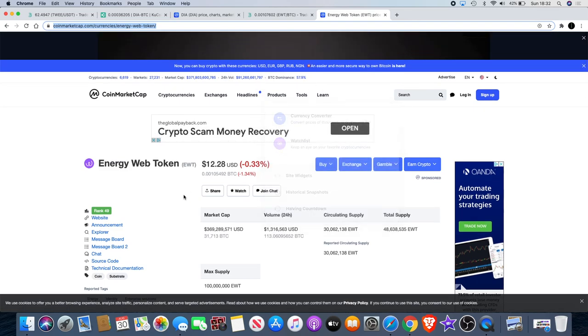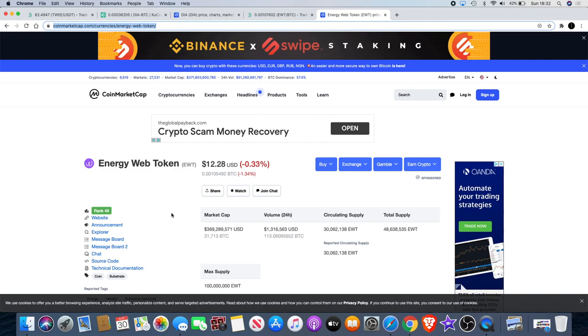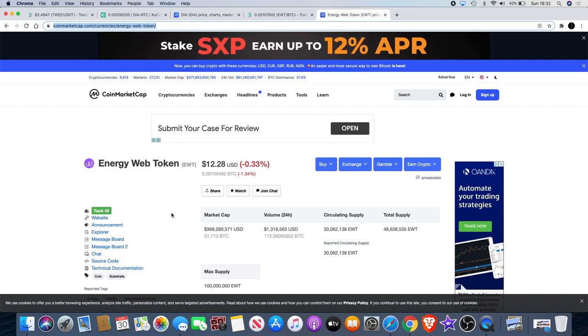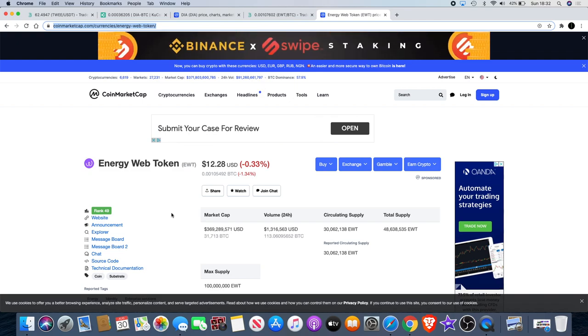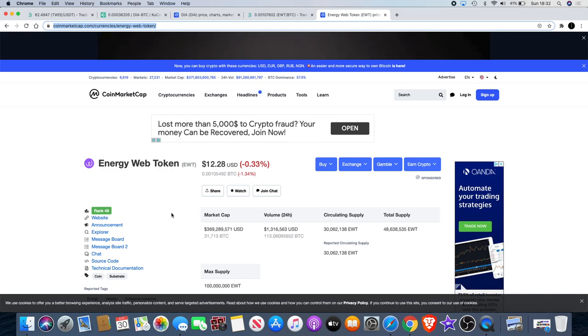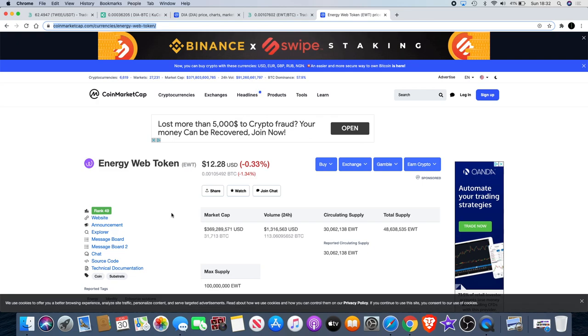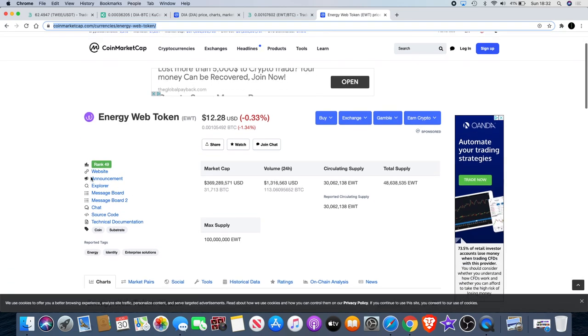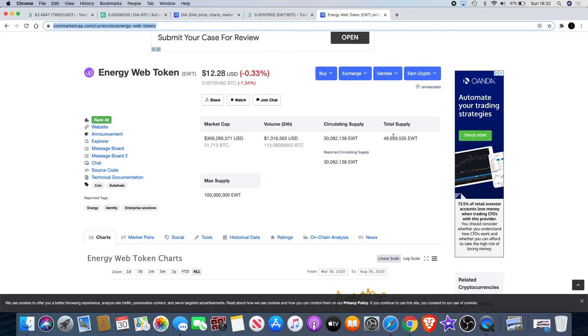But as I keep researching this coin and keep looking at it, it is always kind of high on my list as a potential competitor for some of the top performing cryptos at the moment, okay? It's quickly got into the top 50, okay? Ranked 49 at the moment, okay? The total supply is 48 million. The market cap is only 369 million at the moment.